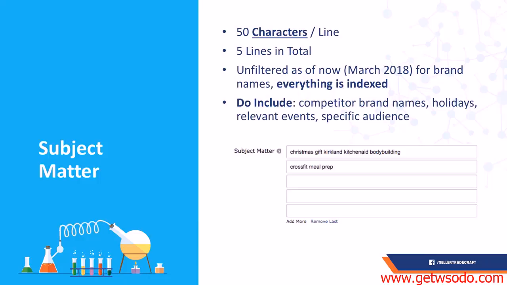What we've included are competitor brand names, holidays, relevant events, and specific audiences. Let's say your product is perfect for bachelor parties or weddings. It makes a good holiday gift. These are things you can include here. If it's a good back to school gift, include it here. If you sell a kitchen product and KitchenAid is your main competitor, put it in there. This is definitely an awesome thing. I don't know how much longer this will last, but for now, it's not filtered, and you're welcome to just use trademarks here until, I guess, it doesn't work anymore.